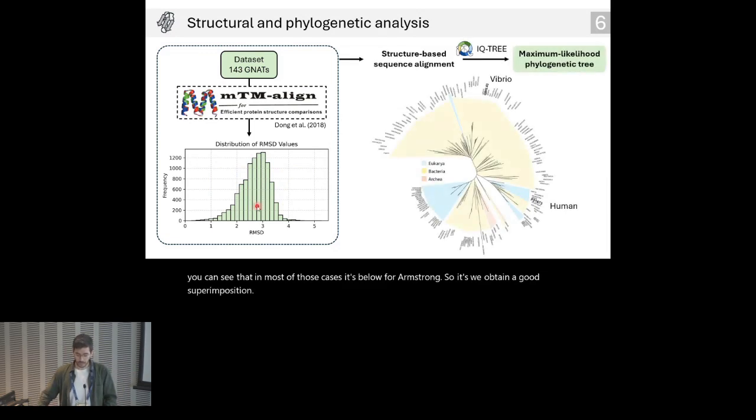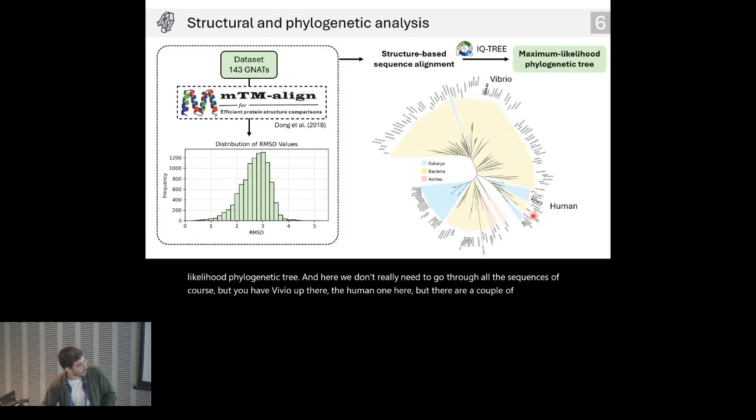Then using that structure-based sequence alignment, we used IQ-TREE to infer the maximum likelihood phylogenetic tree. And here we don't really need to go through all the sequences, of course, but you have Vibrio up there, the human one here. But there are a couple of interesting things to see already.